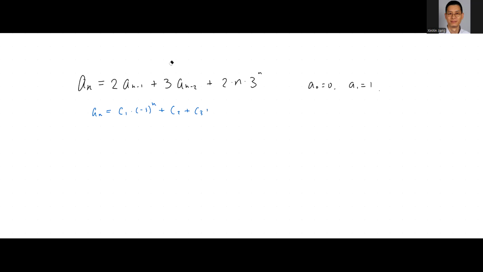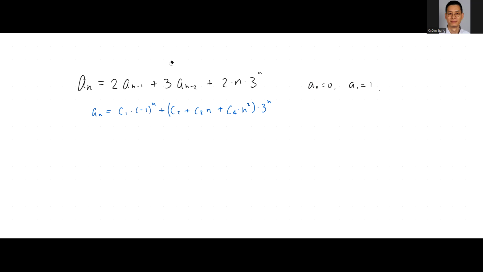Times n plus C4 times n squared times 3 to the n. Okay. This expression has 4 unknowns, C1, C2, C3, C4, and we only have 2 initial values. We need 4 values, A0, A1, A2, A3 to solve for C1, C2, C3, C4.